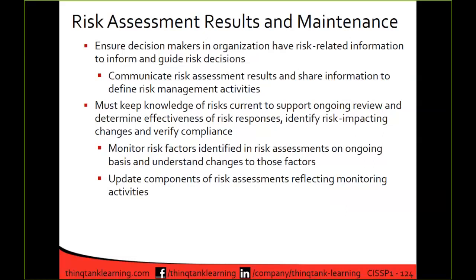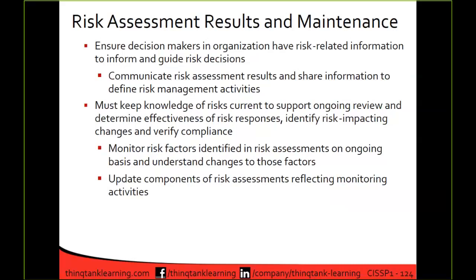Ensure decision makers in your organization have risk-related information so that they're informed and that guides their risk decision. You have to make sure that the information being provided is valuable and accurate because decisions are based on that, whether it's a financial decision, a personnel decision, whatever it might be. Communicating the risk assessment results, sharing that information essentially drives whatever decisions your management is going to make to mitigate that risk or accept that risk or transfer the risk or whatever it might be.